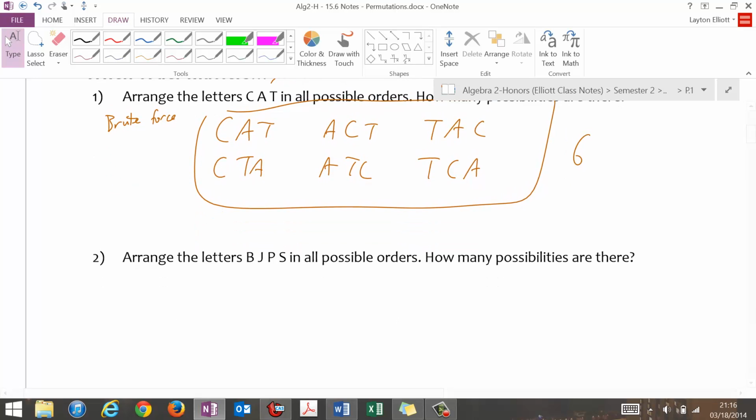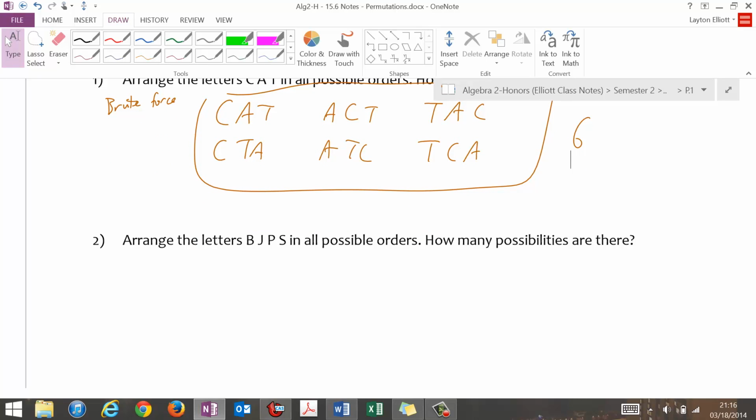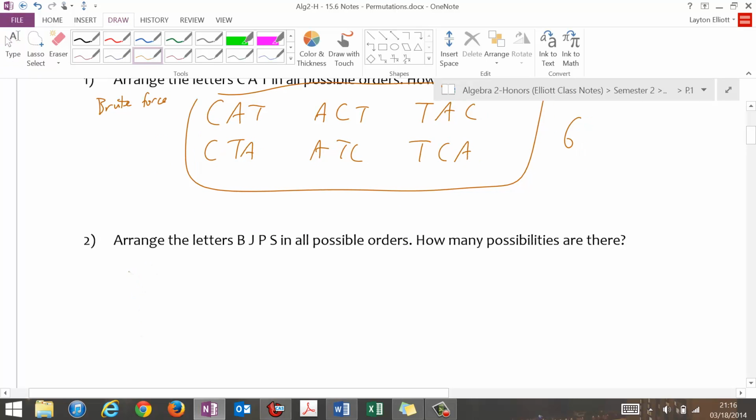Let's try to arrange the letters BJPS in all possible orders. This is actually going to take a little bit of time, because if I start with B, then I have 3 letters that follow. Instead of actually listing out all the possible ways I can take J, P, and S and switch them around, I already know that given any 3 letters, it's going to be 6 possibilities. So really, let's just answer how many possibilities there are. With JPS, I know that there are 6.